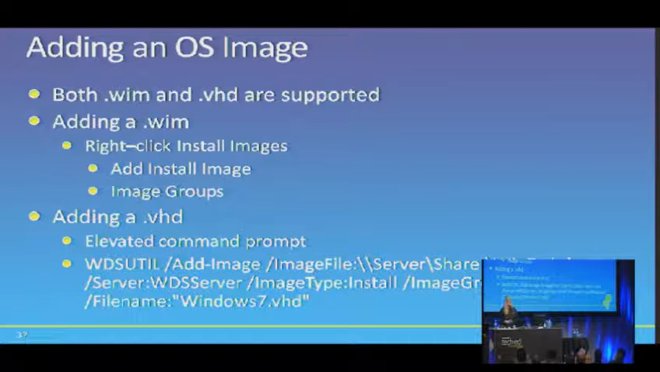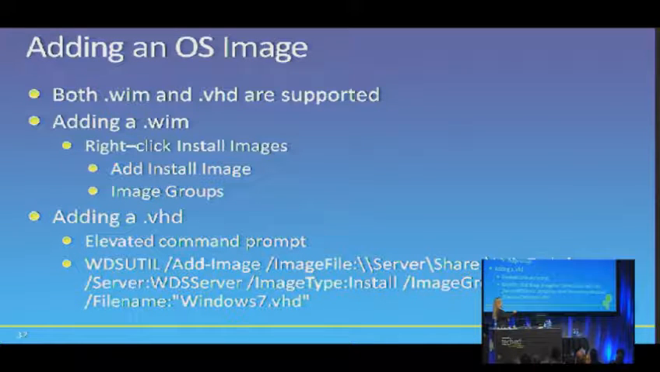Adding a VHD image, not quite so pretty. You're going to use WDSUTIL. It's a command line utility. So on the WDS server, go out to an elevated command prompt, type in this big, lovely line, WDSUTIL, add image. The image file is the path and name of the image file. The server you're adding it to is my WDS server. The type, image type, it's an install image.